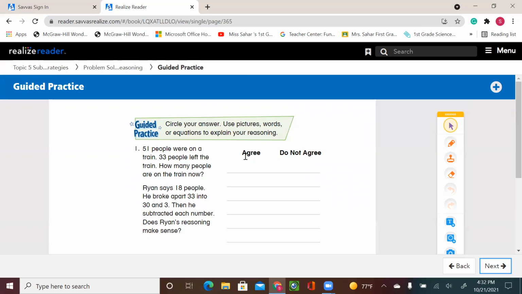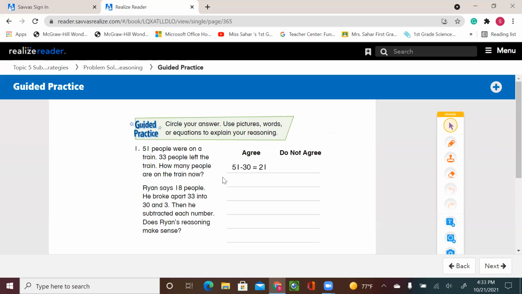All right. So before you say, yes, I agree or I don't agree, we have to solve this problem by yourself. You need to do it, and we need to see if the answer is what Ryan said or not. So what we're going to do, we're going to subtract each part of 33. So we can subtract 51 minus 30. Write this down. We will subtract each part of 33. So we're going to subtract 51, that's the number of the people, minus 30 first, equals 21. Write it down.